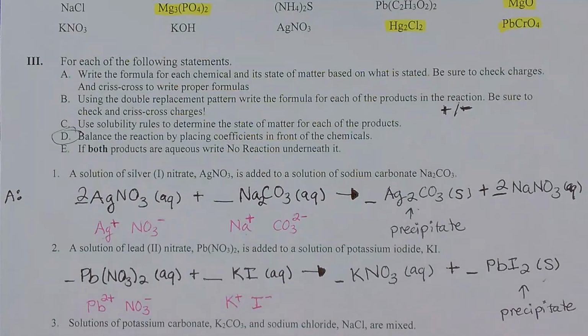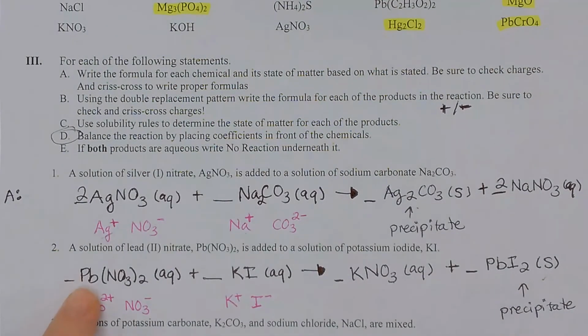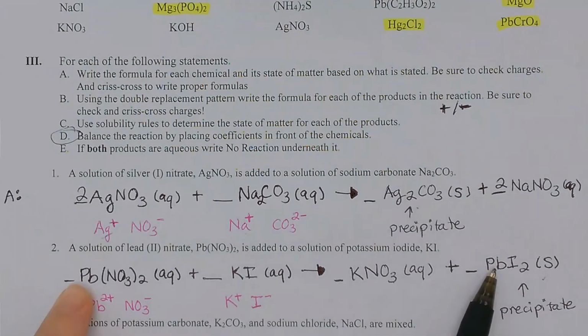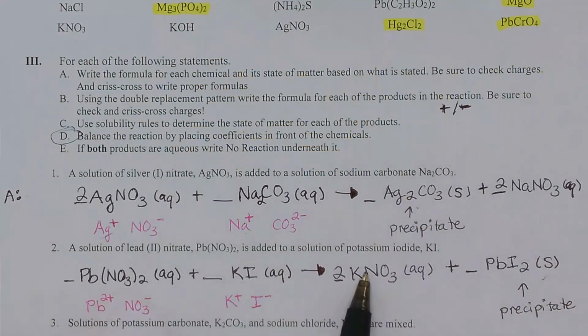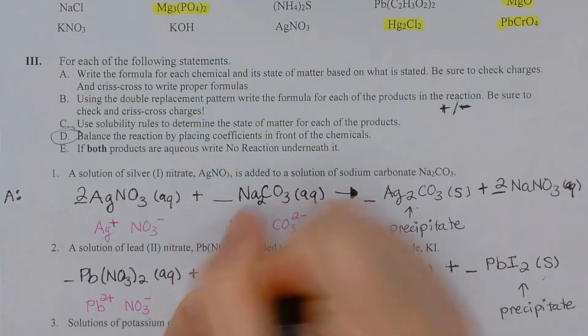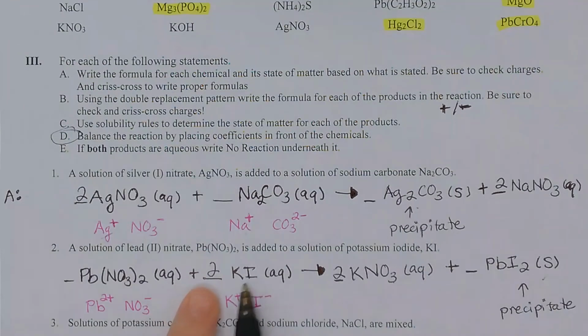Before we move on, we want to make sure it's balanced. So again, I just start with one of my elements. I've got 1 lead and 1 lead. That's good. I've got 2 nitrate here, but only 1 here. So I need a 2 in front. That 2 affects my potassium, so I need a 2 here. And that affects my iodine, and I've got 2 iodine there. So this is balanced. So that is our final answer there in black.